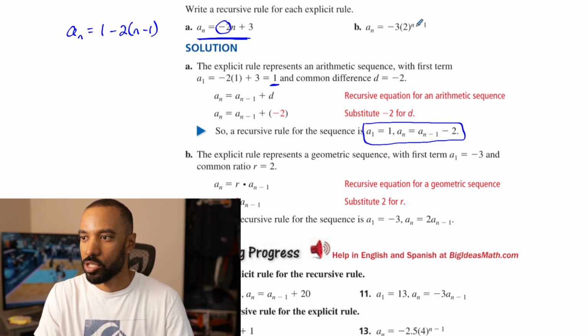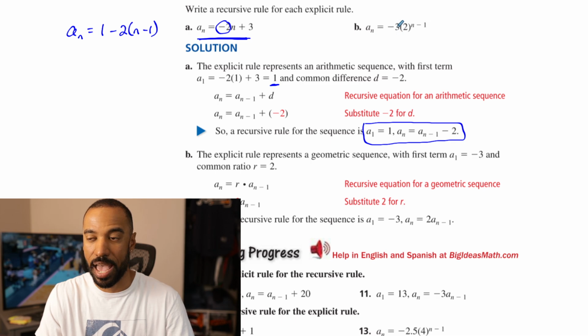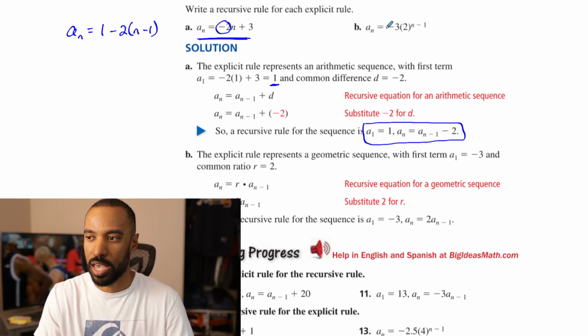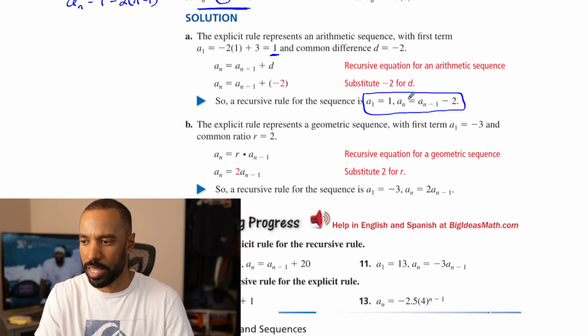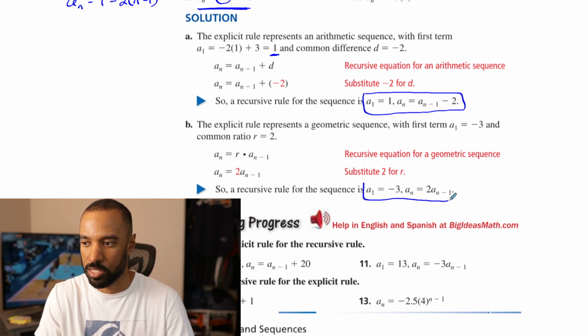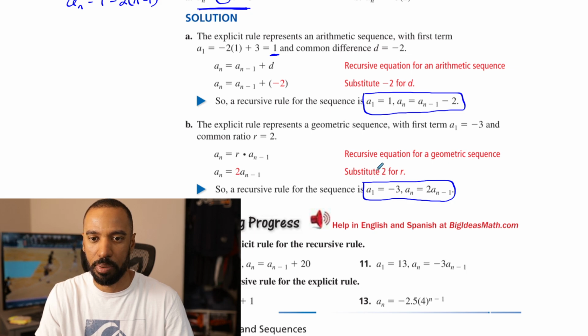Part B is written straight up, point blank, where the n minus 1 is present here. So negative 3 actually is your first term and 2 is your common ratio. When we write this out, we'll write a sub 1 equals negative 3. That is down here. And then you take 2, your common ratio, and multiply it by the previous term to get the value of the next term. That's the answer there. So just pulling out the information based on what's there.